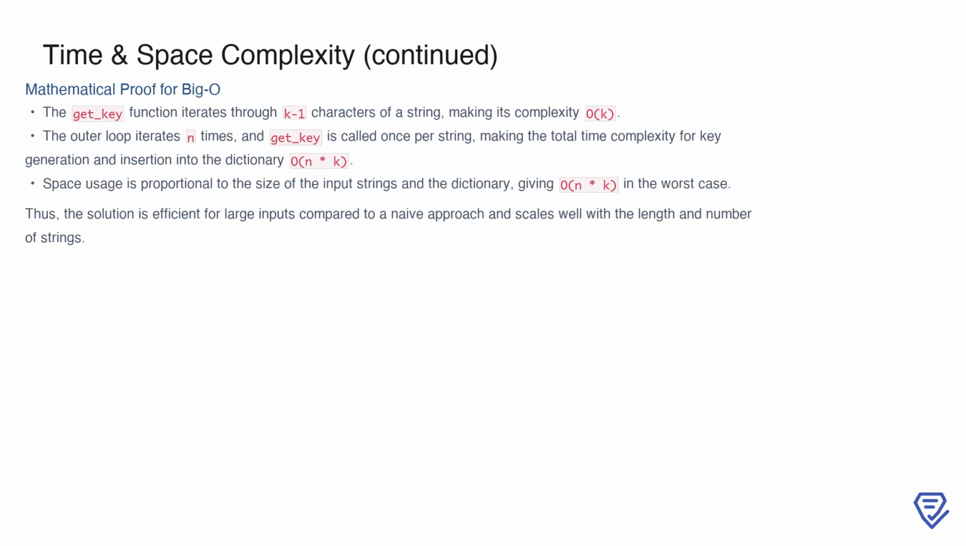Finally, let's solidify our understanding with a mathematical proof of the big O complexity. The get_key function processes each string by iterating through its k characters, making its individual complexity k. Since the outer loop iterates n times and get_key is called once per string, the total time complexity for generating keys and inserting strings into the dictionary becomes n*k. Space usage is also proportional to the size of the input strings and the dictionary, resulting in n*k in the worst case. This efficient design ensures that the solution scales well with both the number of strings and their lengths, making it a significant improvement over the brute force approach when handling large inputs.